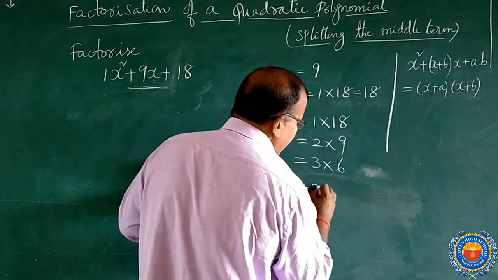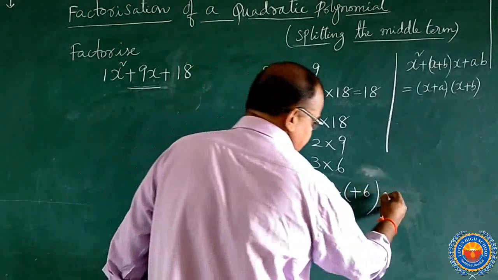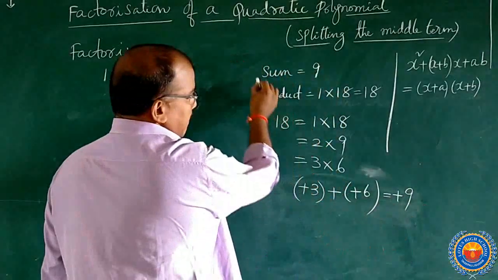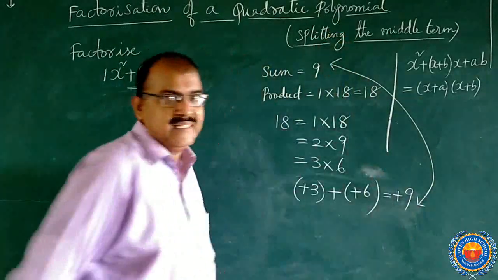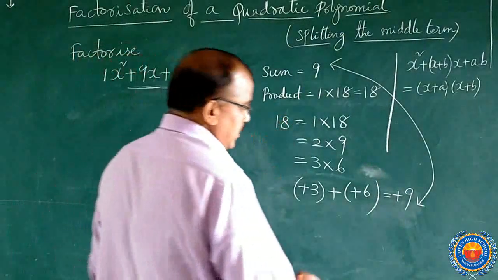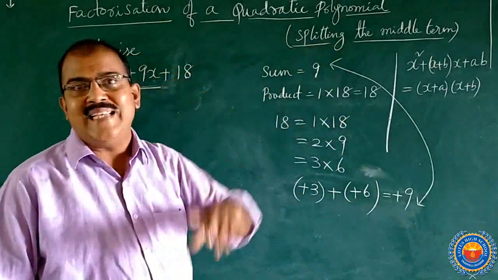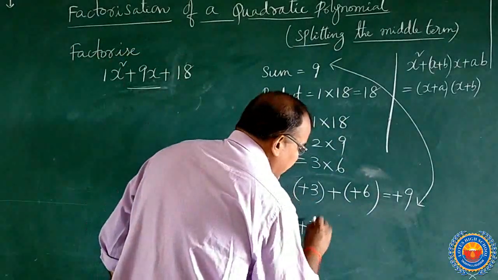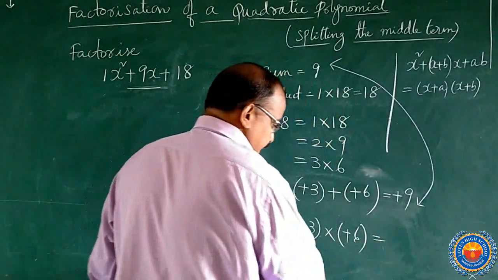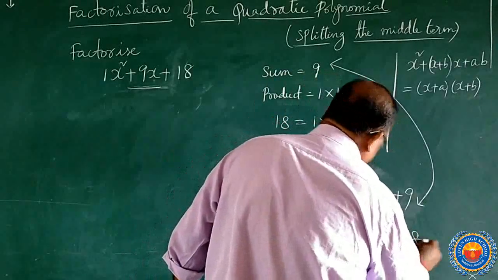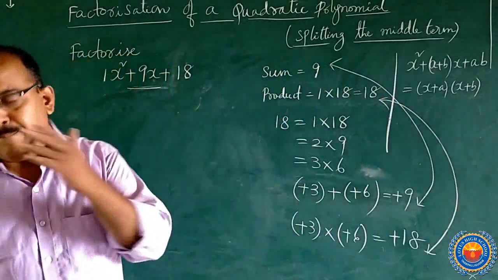So the numbers are plus 3 and plus 6. If you add these numbers, 3 plus 6 is equal to plus 9. The sum is the same, plus 9. What about the product? I have to check the product also. If you multiply these two, I should get plus 18. Plus 3 into plus 6 is equal to plus 18. Yes, the product is also matching.